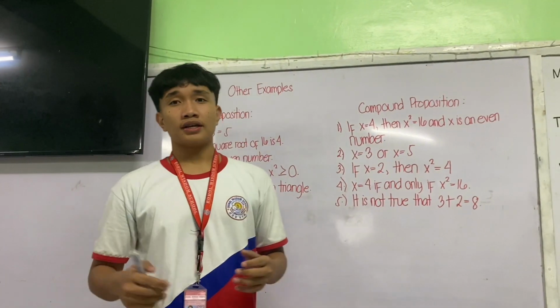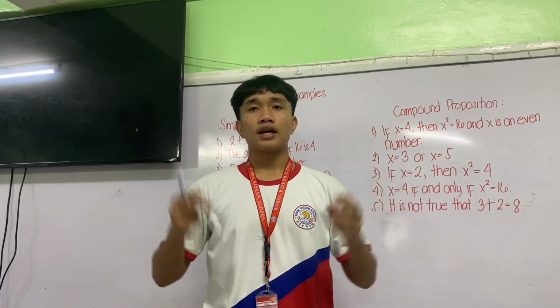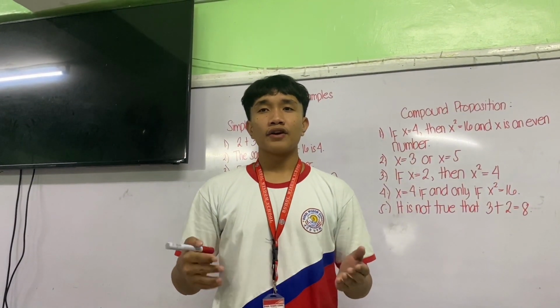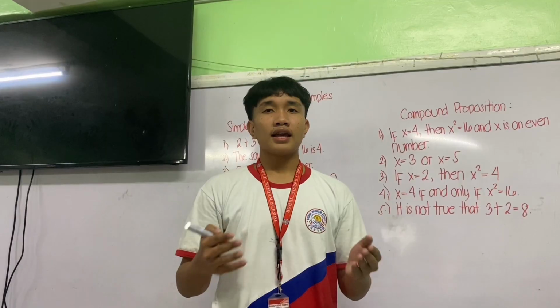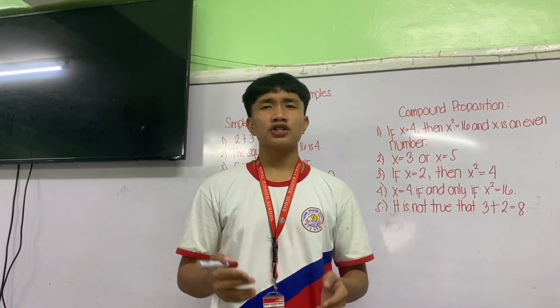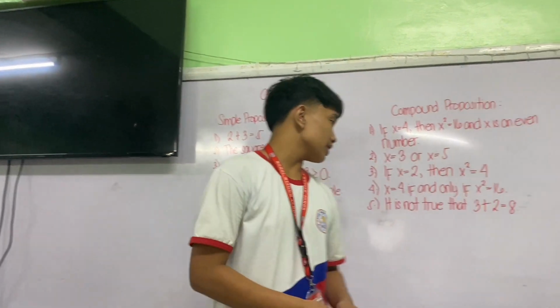So the last one is negation, which is read as 'not'. Negation reverses the truth value of a statement. If the original statement is true, the negation will be false. And if the original statement is false, the negation will be true. The symbol is ¬. So let's go to the example.